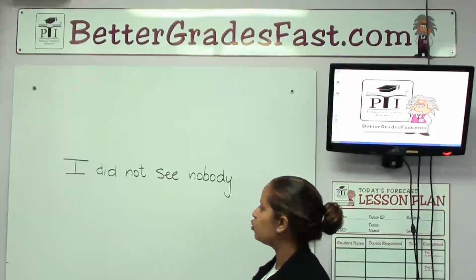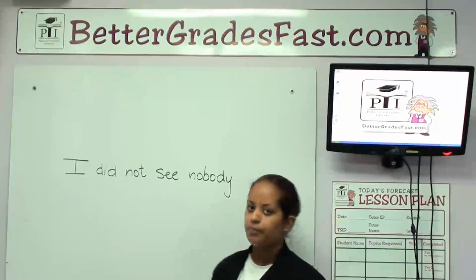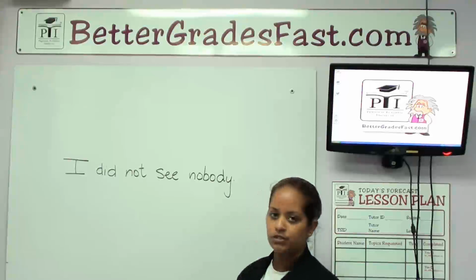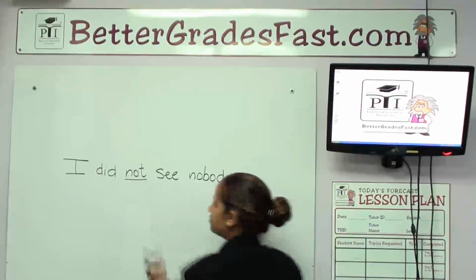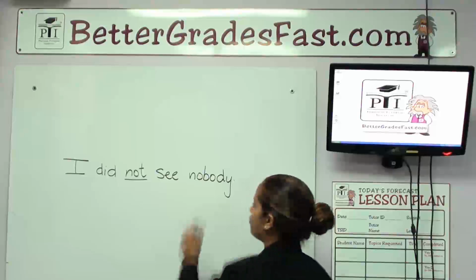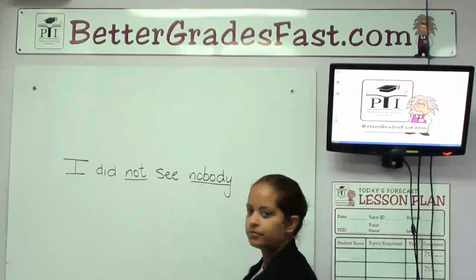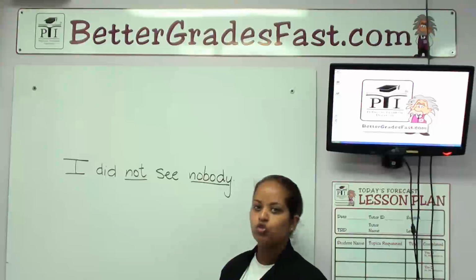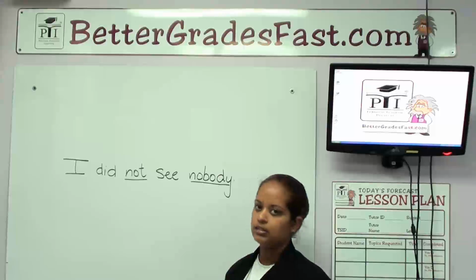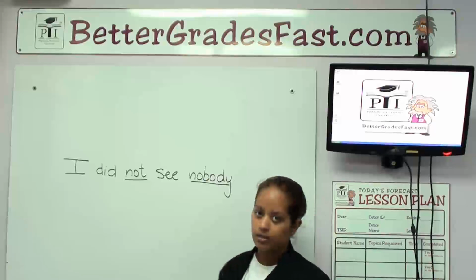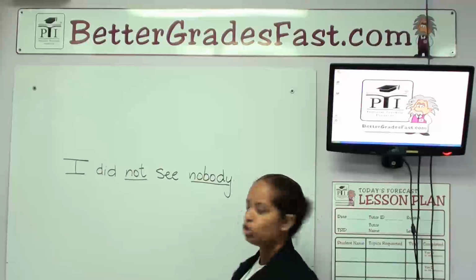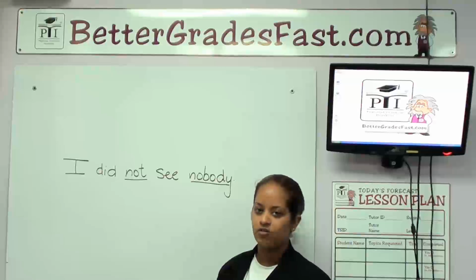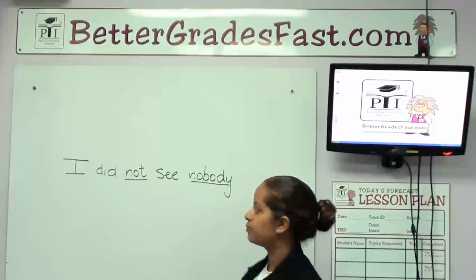I did not see nobody is incorrect because you have two negative pronouns. You have the word not and you have the word nobody. Therefore, you cannot write this sentence and expect it to be correct because the rule for negative words is that you can only have one negative pronoun per sentence.